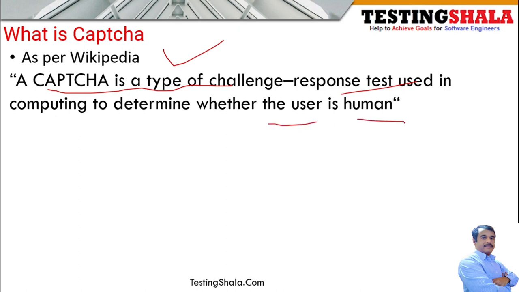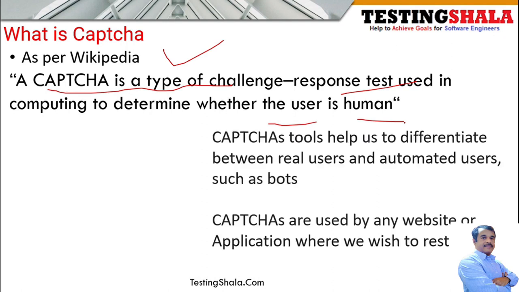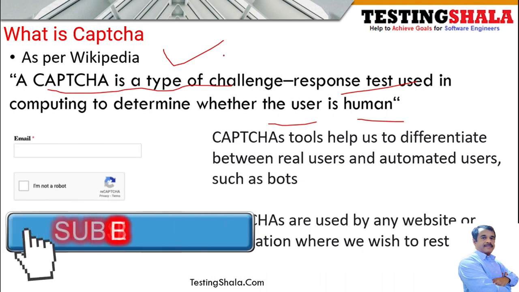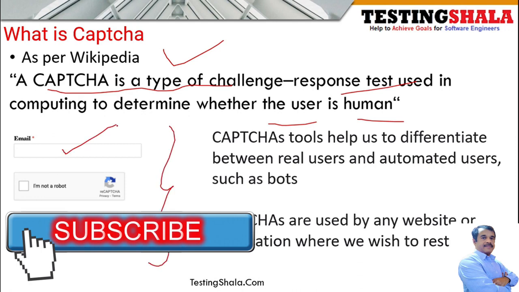So in order to verify whether the application is being accessed by a human or a robot or a bot, that time we will be using the Captcha functionality. Captcha functionality will look like something like this. So if you can see, they will be asking for an email ID. After entering an email ID, you can submit a form.